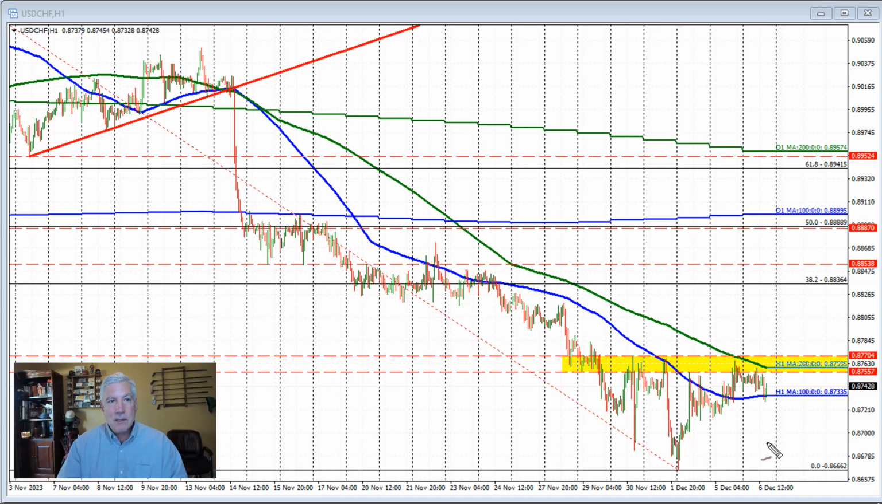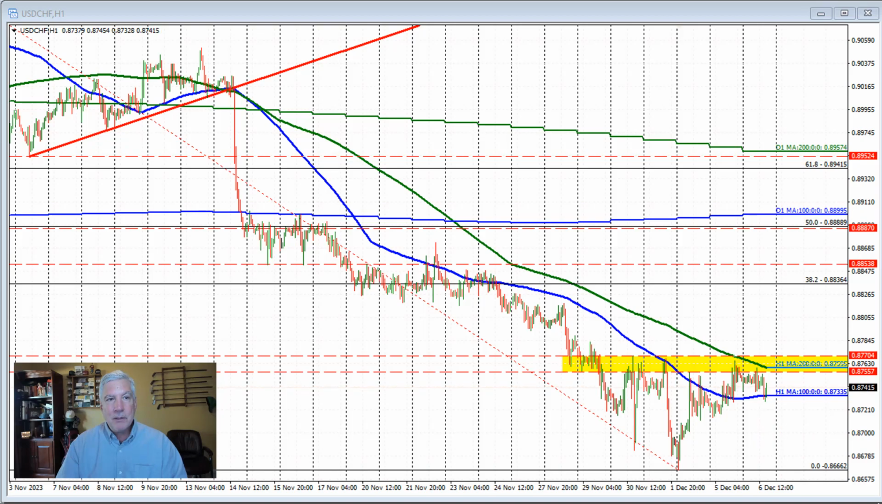Now, on the downside, what we can also say is that the last move to the downside did break back below this blue line. This blue line represents the 100-hour moving average. Currently it comes in at 0.8733, and the sellers had a shot to take the price further in the downward direction, but they failed on that. In fact, the price is currently trading at 0.87428.